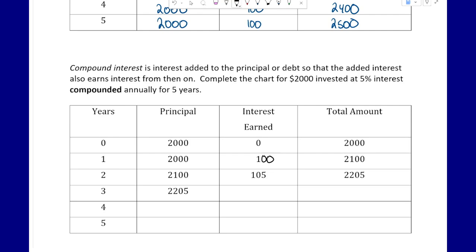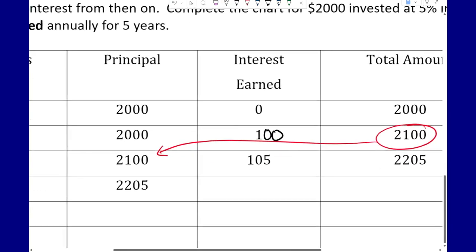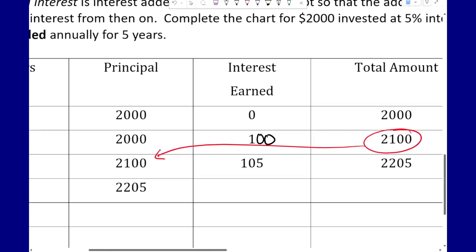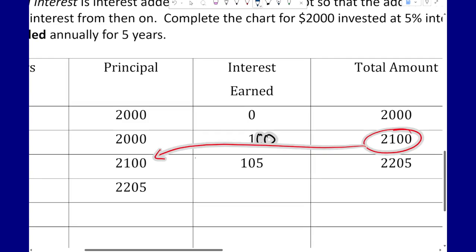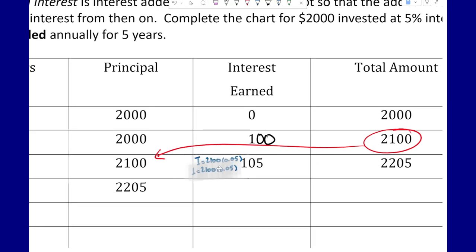Now the difference between compound interest and simple interest is that this final amount becomes the initial amount, or the principal, for the next year. So next year we have $2,100 and we calculate the interest. If we want to quickly fill it in, we did I equals 2,100 times 0.05 times 1, which gave us $105.